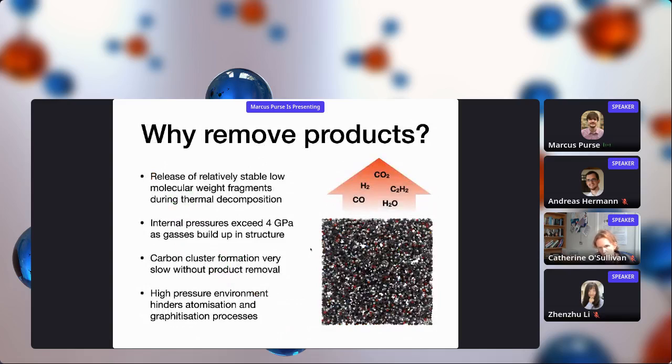So why do we need to remove products? Well, as you pyrolyze these materials, they generate a lot of small inert pyrolysis gases. But if you don't remove them, then the internal pressures inside your simulation box start to rise very rapidly as the gases build up in the structure. This tends to impact the formation of large carbon clusters. And it's also more computationally expensive because you have a huge amount of interactions to be computing at every time step. So yeah, high pressure environments hinder the atomization and also the graphitization processes that occur as the charring progresses.